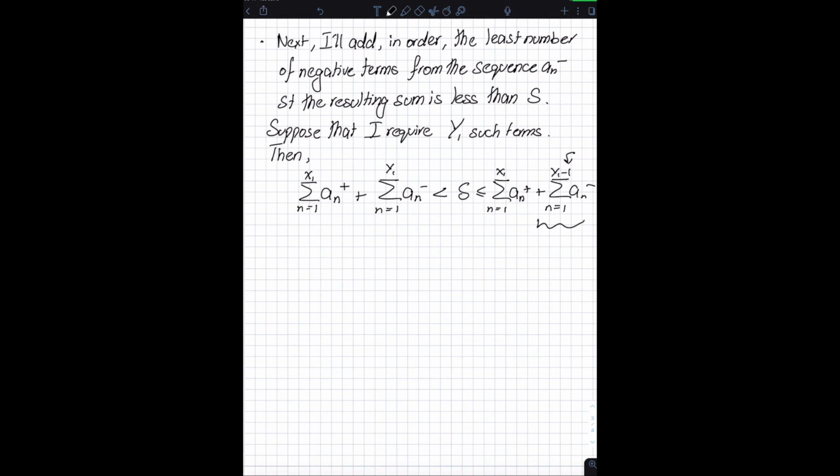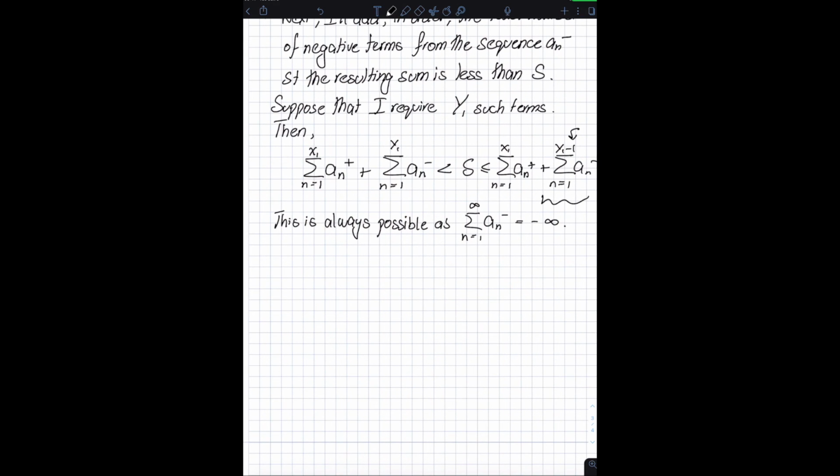Once again, I should recognize that this is always possible to do, as the summation from n equals 1 to infinity of a sub n negative is equal to negative infinity. So I will always have enough negative terms to go below s. Well, because the sum of all the negative terms is negative infinity, so I can always go below s, or reach a number that is smaller than s.